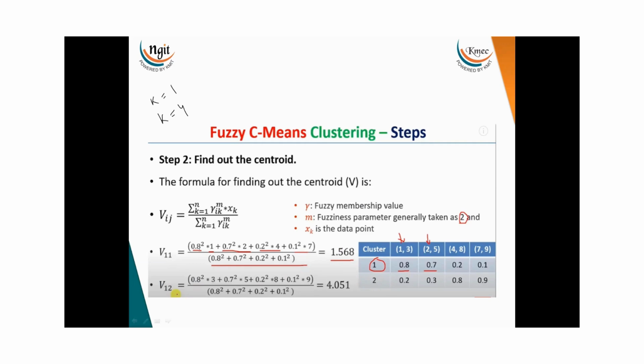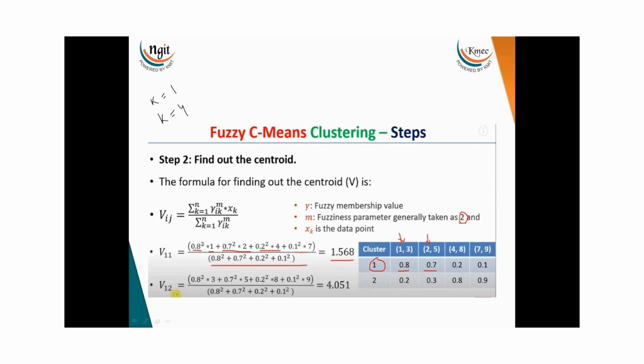So first, what is my mu ik power m? You can see here we are talking about the first component of the first centroid. Then what is my value here? It is 0.8. So we are writing 0.8 here.